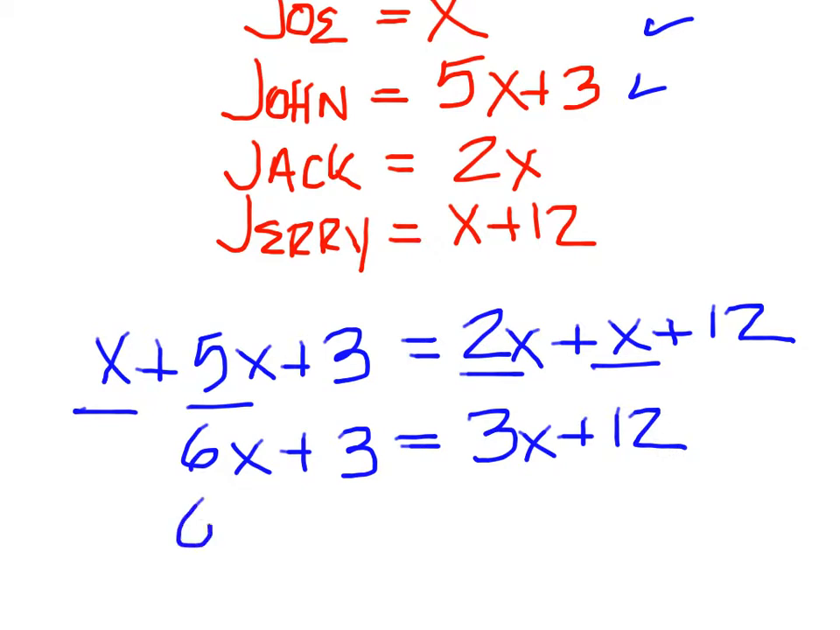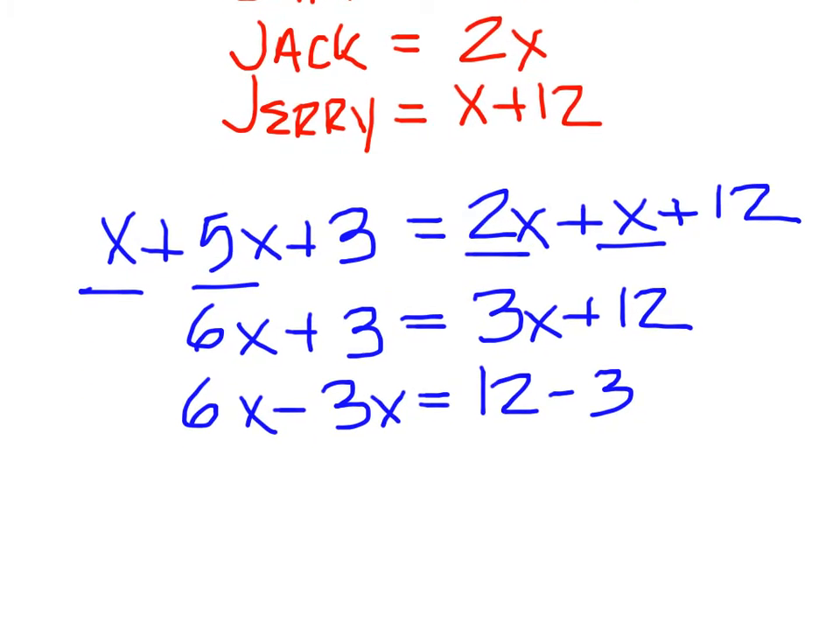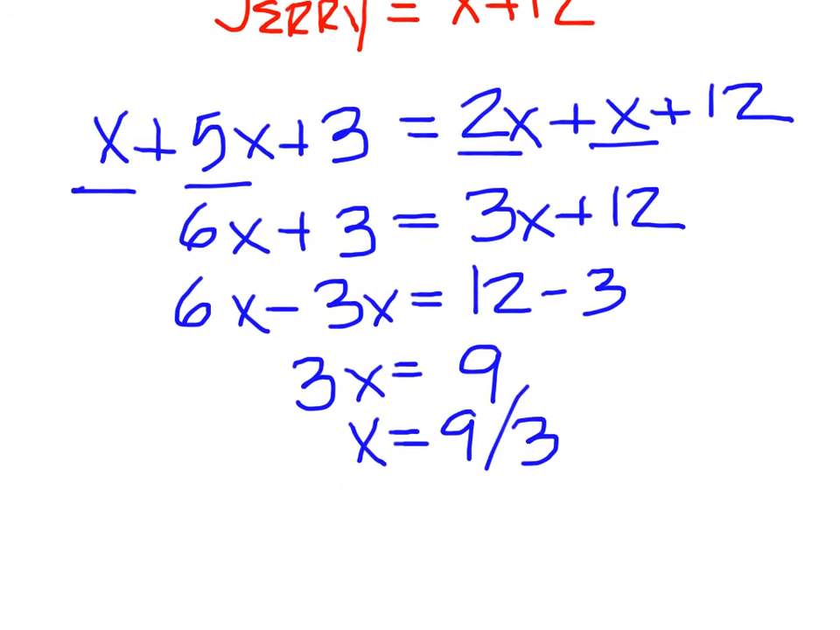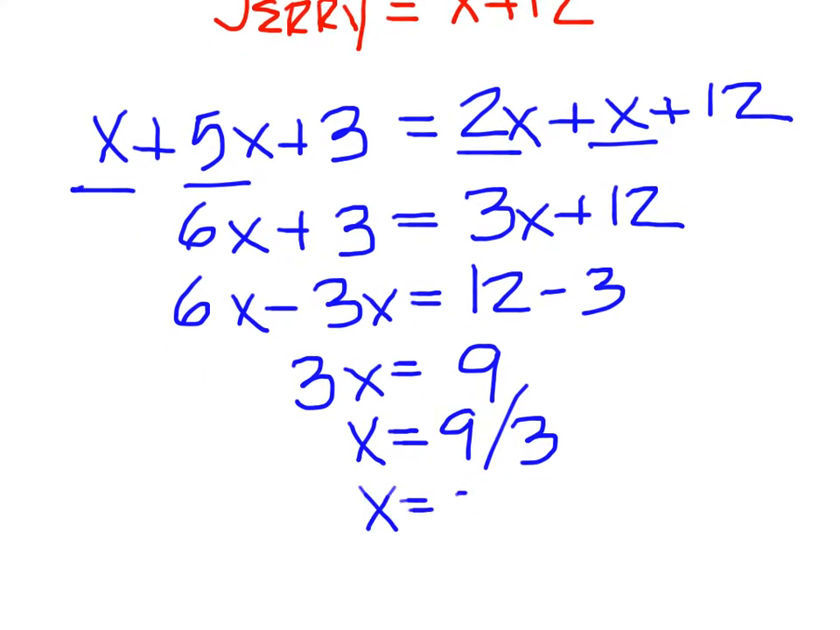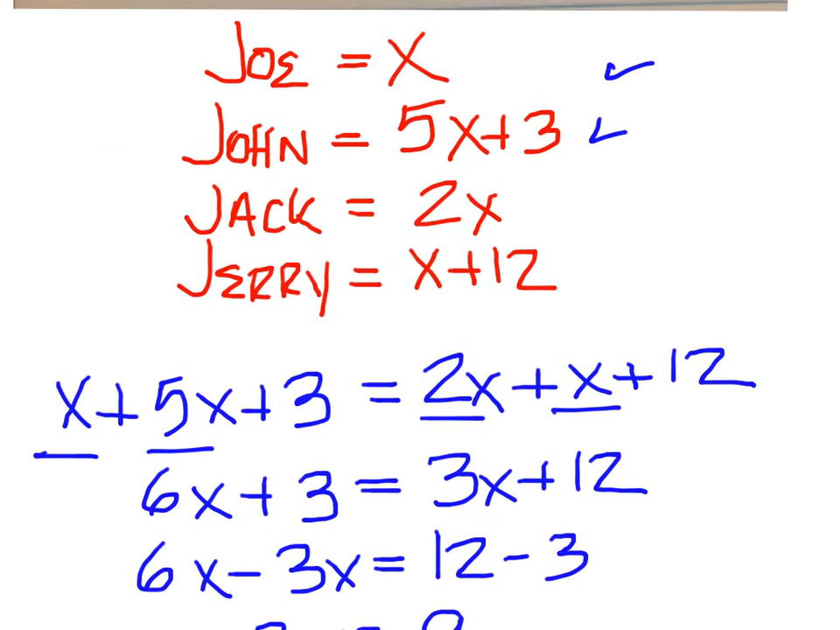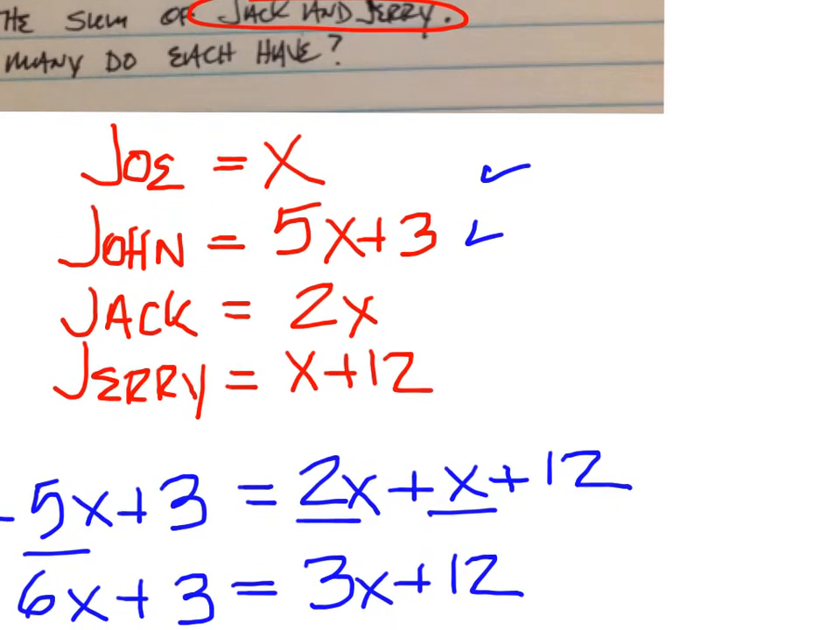Let's move the 3x to the left and the 3 to the right. That's going to give us 3x equals 9. So x is 9 divided by 3. x would have to be 3. That means Joe is 3.